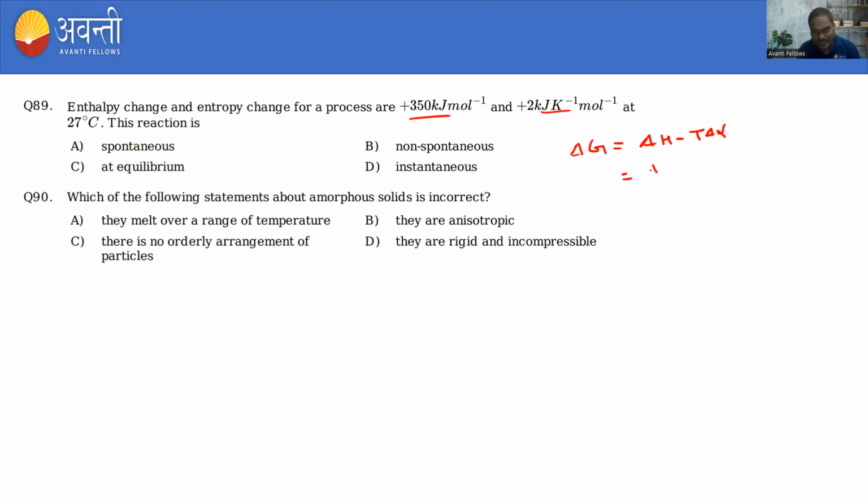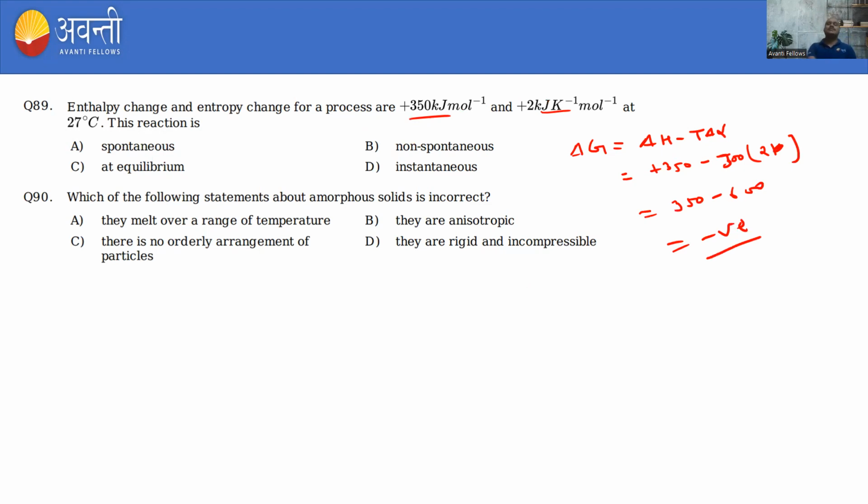So delta H is given, that is 350 kilojoule, minus the temperature we have, and entropy is 2 kilojoule. So this is 350, and temperature is also given, 300. So we can write 300 times 2 kilojoule. The units are the same kilojoule. So this comes out to be 350 minus 600. So the value comes out to be negative.